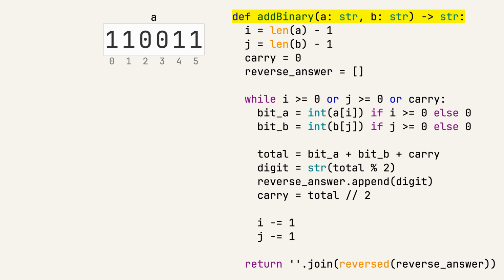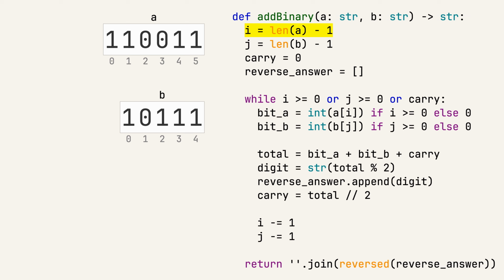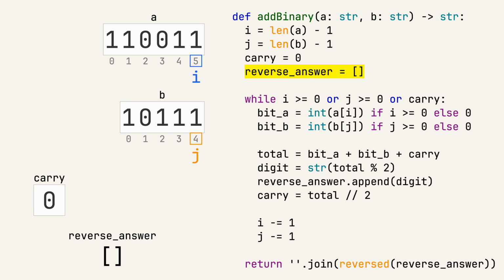A will be this binary string, and B will be this one. When we do the addition, we need to start from the ones place, which is at the very end of the string. So let's create two pointers that will traverse the strings from the back. I will be the length of string A, which is 6, minus 1, so it starts at index 5. And we'll do the same thing for J, which starts at index 4. We'll need a variable to store the carried digit after we do the addition for each digit, which I'll call carry, and initialize it to 0. And finally, we'll create a list called reverse answer to hold the digits of our answer.